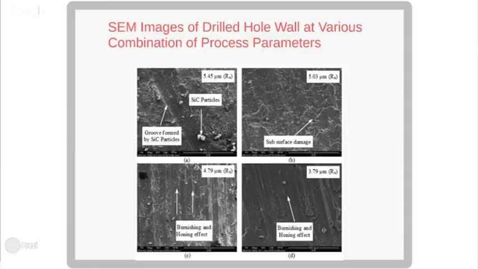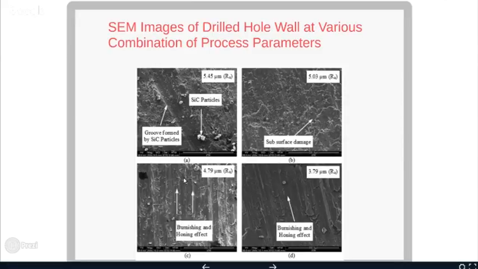Right? If the reinforcement size is very large, close to 50 or 60 micron, then it is going to produce a groove on the surface. If its size is very small, close to 5 or 10 micron, then it may produce some burnishing or honing effect on the surface. Okay, some burnishing and honing effects were observed by the SiC particle on the surfaces. Here the surface roughness is 4.79. Here the surface roughness is 3.79.